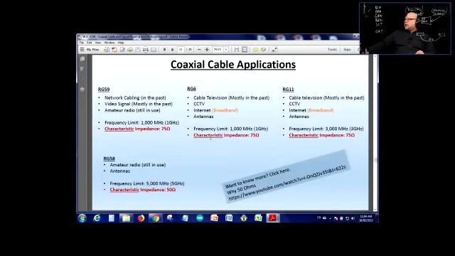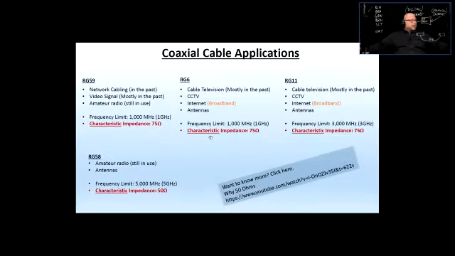All right, what we have here is the coaxial cable bandwidth. RG11, RG6, RG59, 58. You can see that the frequency limit, which would be the bandwidth, is 3 gigahertz or 3000 megahertz for RG11. For RG6, it's about 1000 megahertz or 1 gigahertz, same for RG59, and a little bit less for RG58.